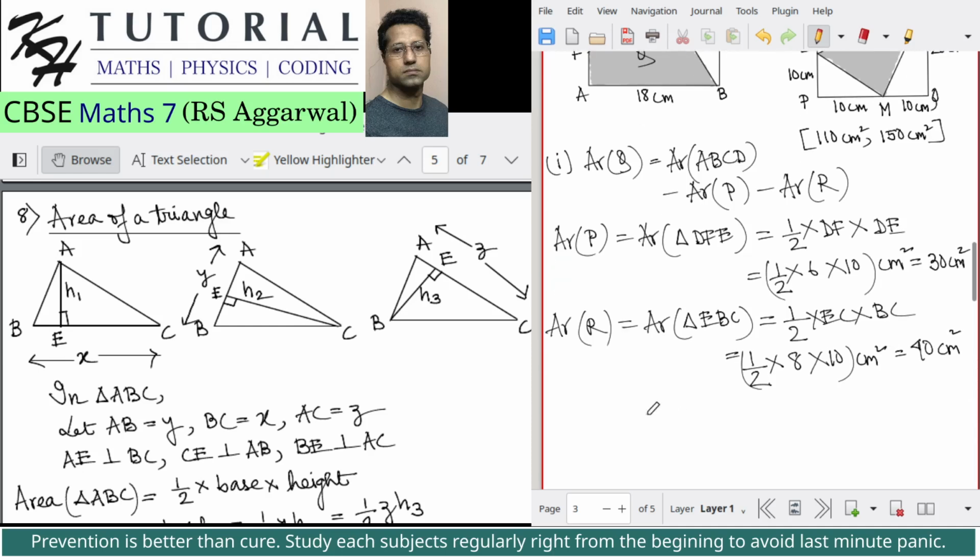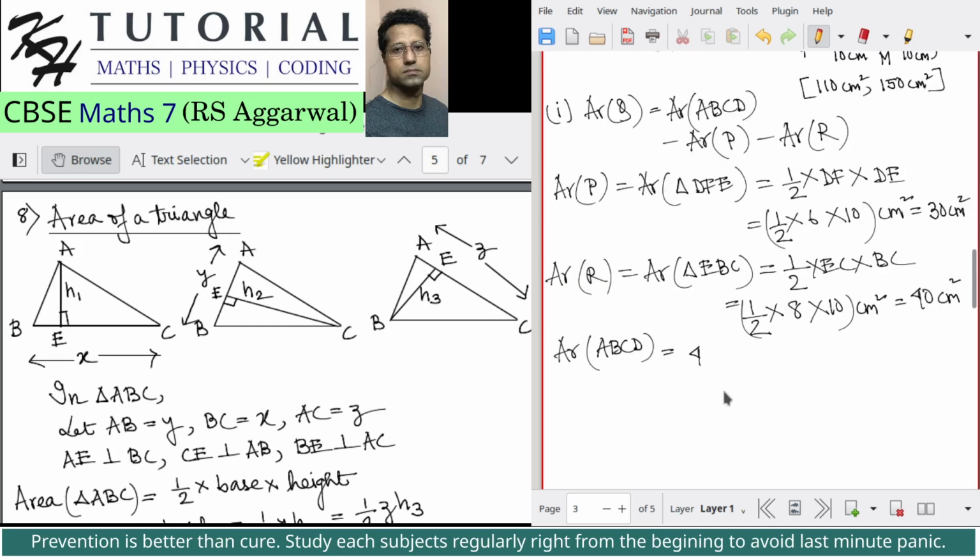Okay. And finally, we need the area of the rectangle ABCD. Area of rectangle ABCD is equal to length into breadth, which is equal to 18. What was the breadth? 6. So 18 into 6, this much centimeter square, which is equal to 108 centimeter square.